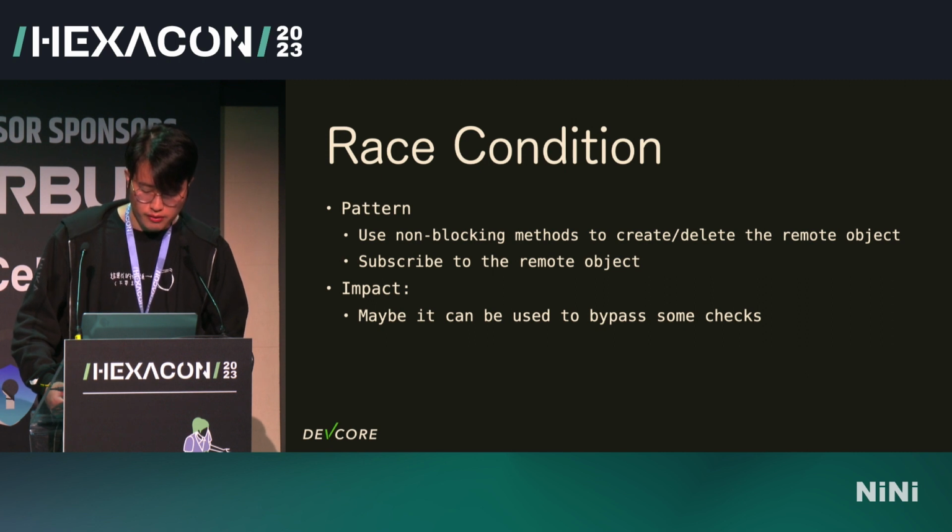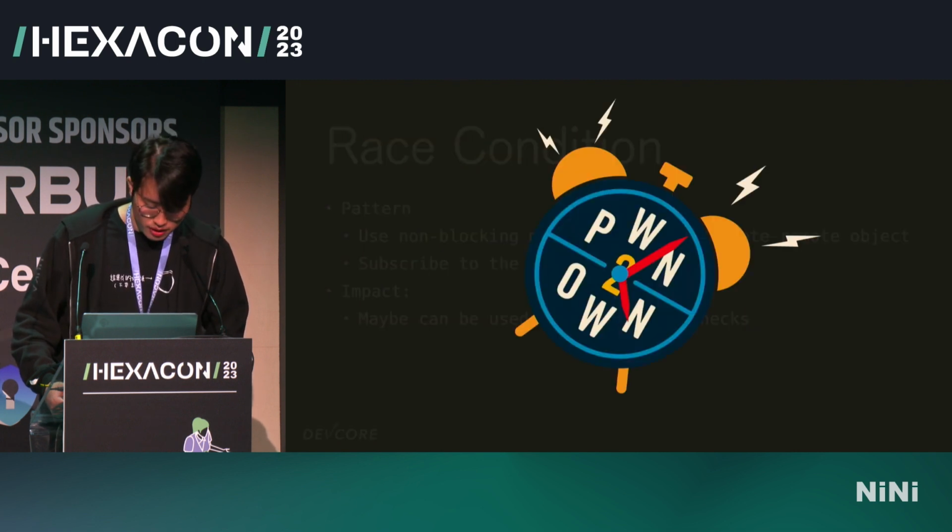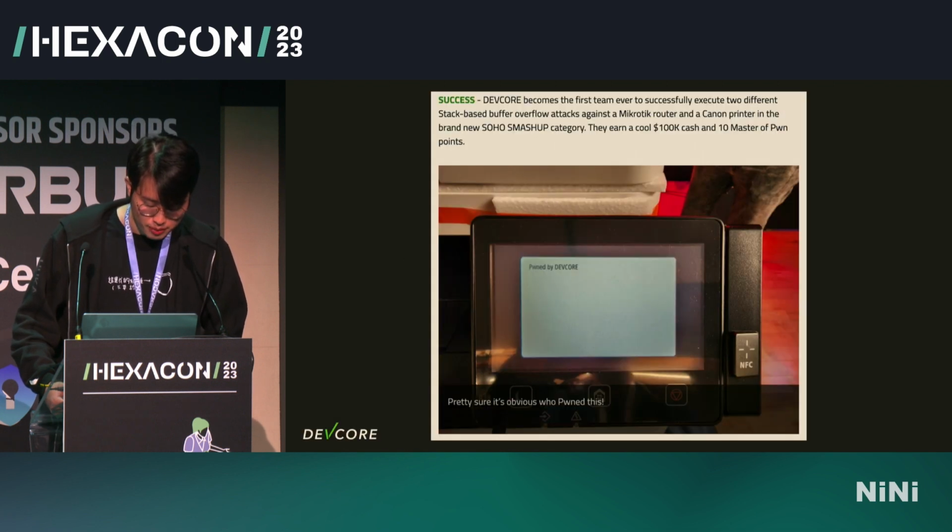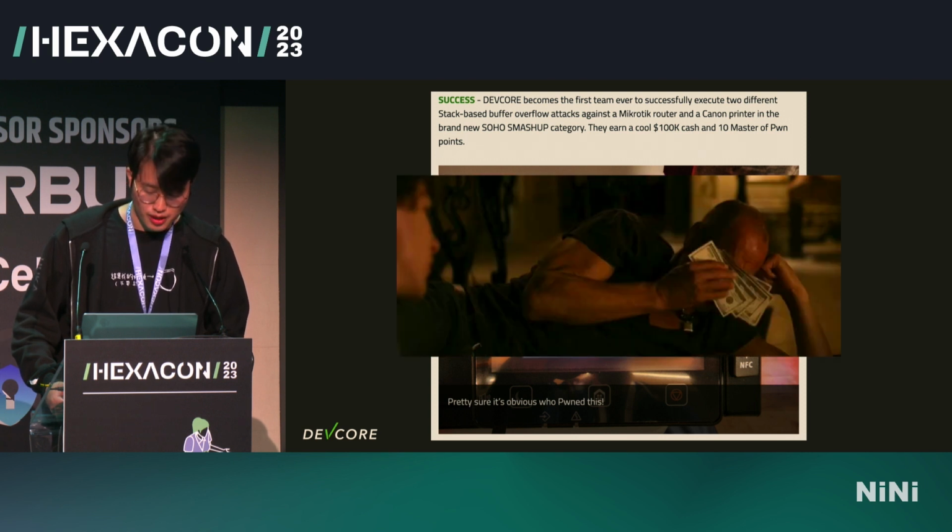So we tried to find another vulnerability with this pattern so we could register the LAN category for the router in Pwn2Own. But we ran out of time, and we were modifying our exploit until the registration ended 30 minutes ago. So we didn't have time to find other bugs. So we failed to exploit the LAN side of RouterOS. But at least we are the first team to exploit the SOHO Smashup category successfully. And we also won the title of Master of Pwn. But it's still sad that we didn't pwn the LAN.